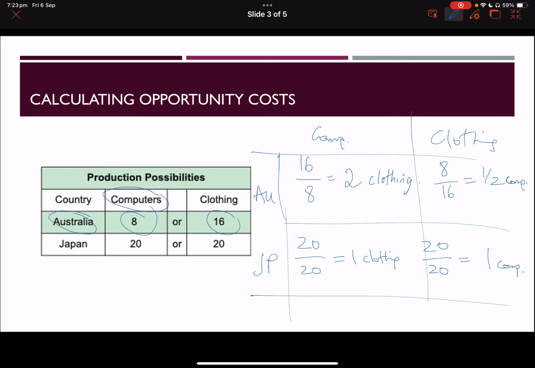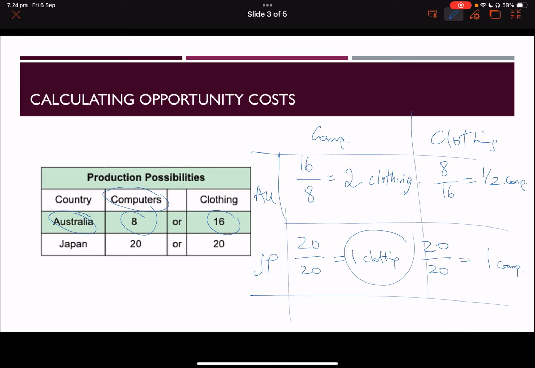Right, now that we've got all the opportunity costs, now we want to determine which country will specialize in which good. It's all about the lower opportunity costs, because the lower costs are more efficient. So for computers, for example, Japan has only an opportunity cost of 1, and that means Japan will produce computers.